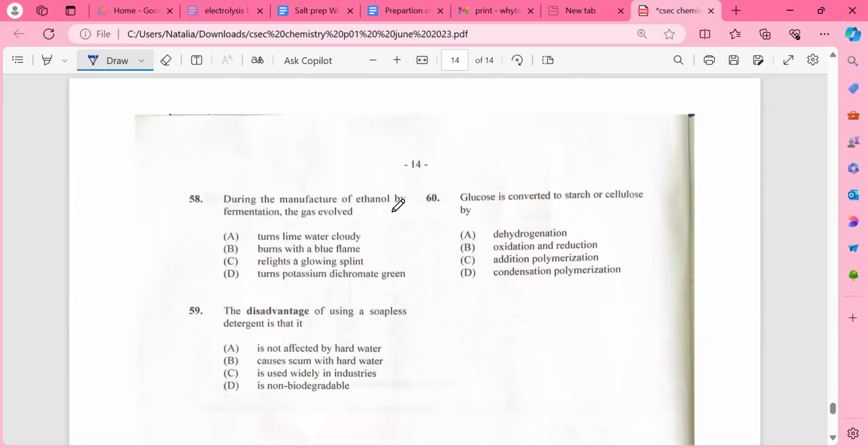During the manufacturing of ethanol by fermentation, the gas evolved is carbon dioxide, so it turns lime water cloudy. A disadvantage of using soapless detergent is that soapless detergent is not biodegradable. Glucose can be converted to starch via condensation polymerization.